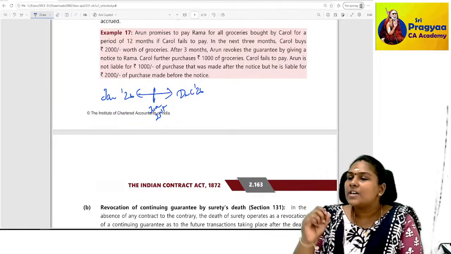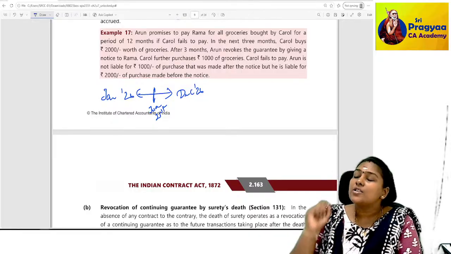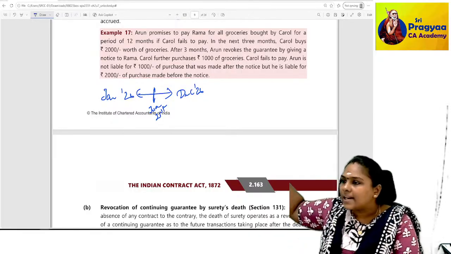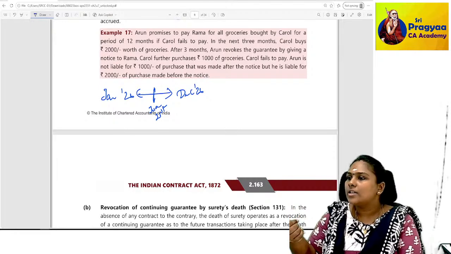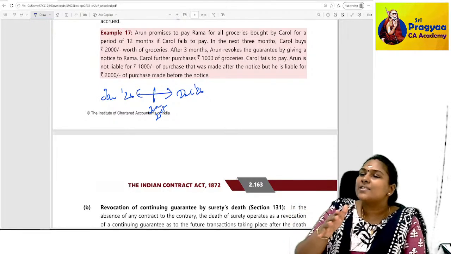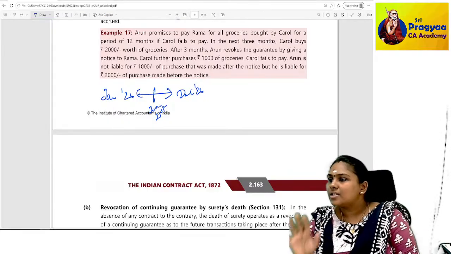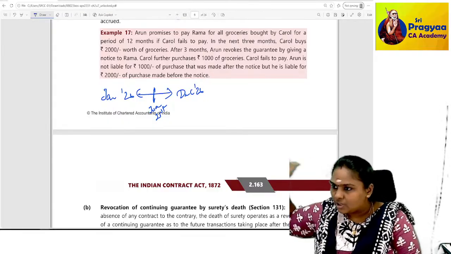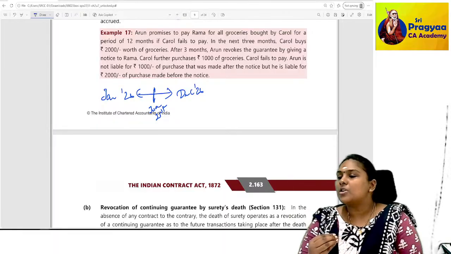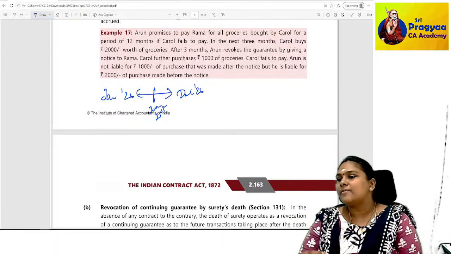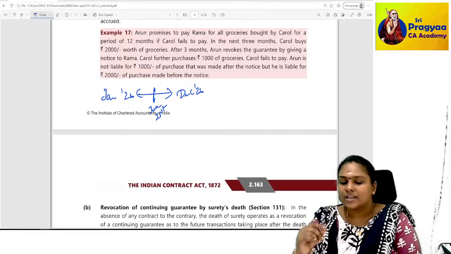In case of a continuing guarantee, I can revoke my guarantee only for future transactions. Understood? Any doubt? Clear? Sir, what about past transactions? Sir, even though I have revoked for future transactions, I am still responsible. I am still holding the guarantee for all the past transactions.